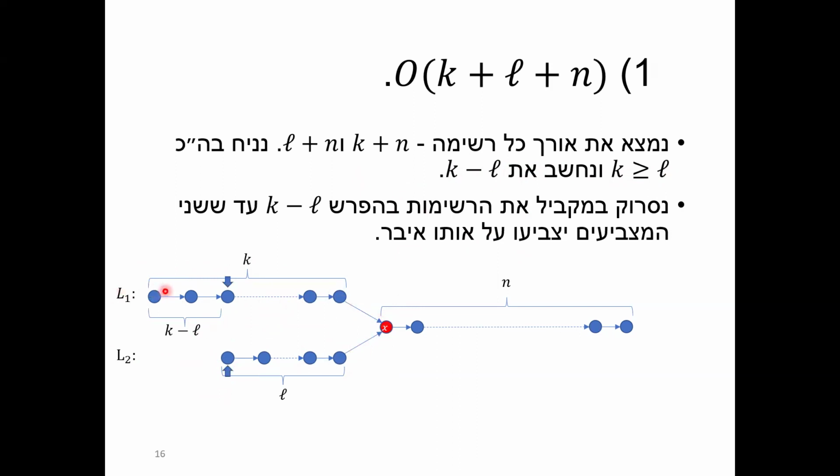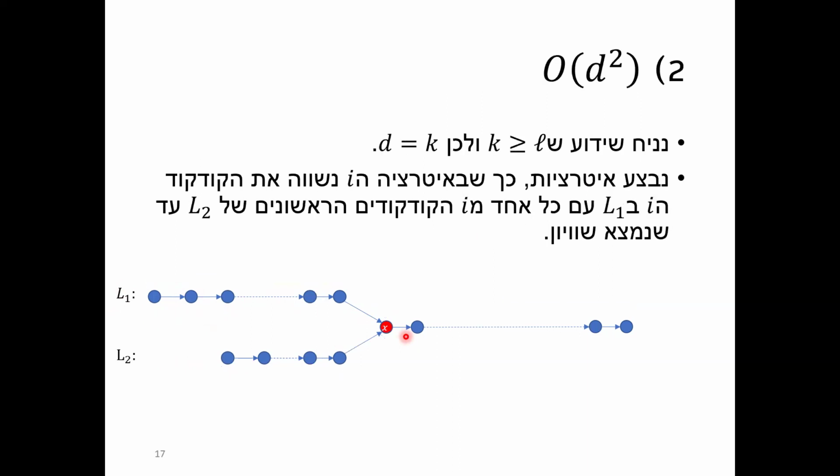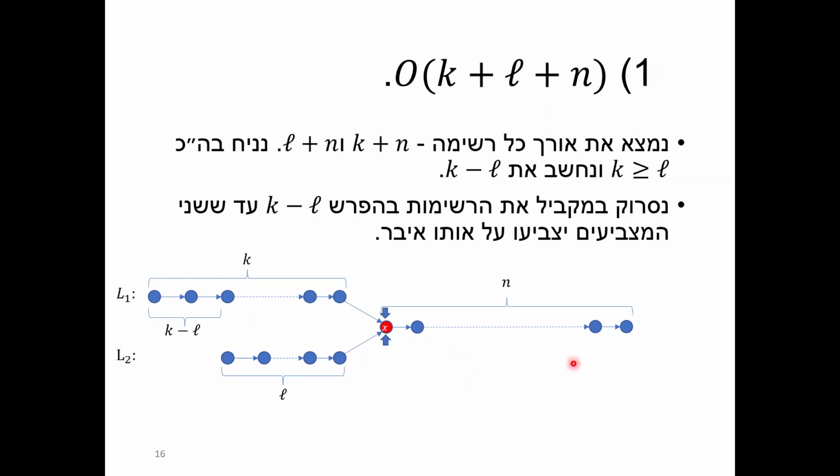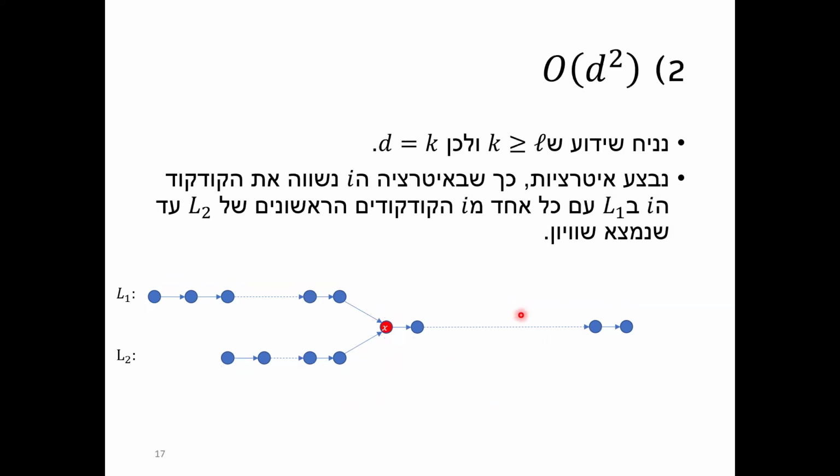First, we scan the larger one up until k minus L times. So now the distance is L and the distance here is also L. And then we scan them both simultaneously, each time checking if they're the same element. Once we get to the same element, we know we've found it. So that's very straightforward. Now let's try and do it in O of D squared.